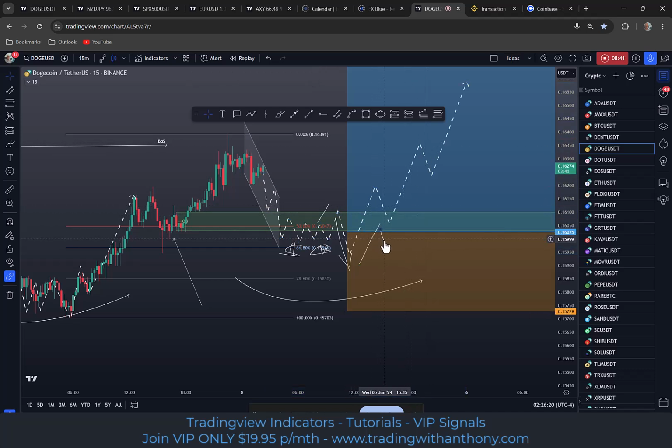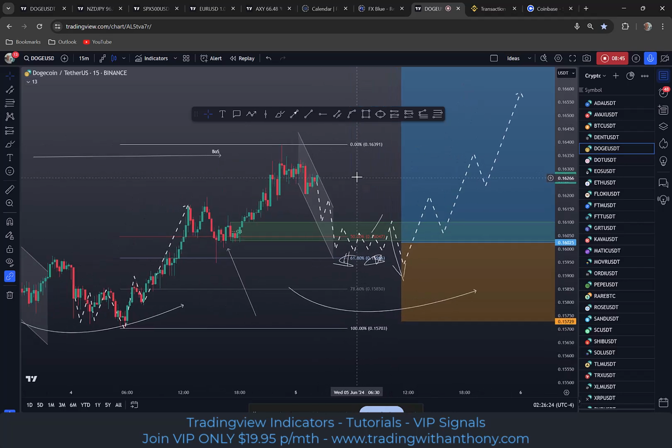Simple, really simple trading strategy. The higher time frame pullback, 4 hour, 1 hour, and the pullback on the 15, it will trade down and then we get involved.